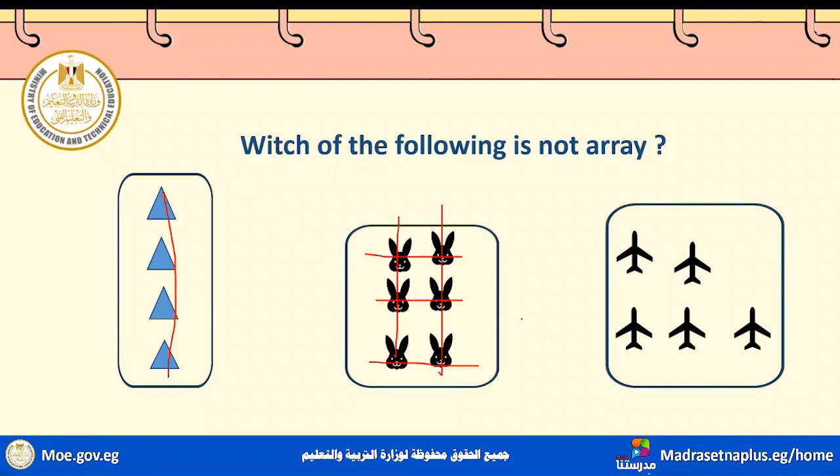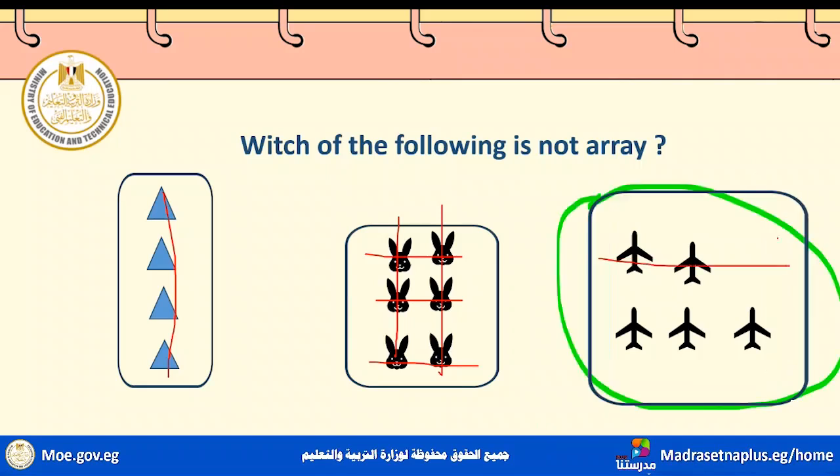What about the last one? This row is not complete. This column is not complete too. So I can consider the last one not an array. Yes, the last one is not an array. Why? It doesn't consist of rows and columns.